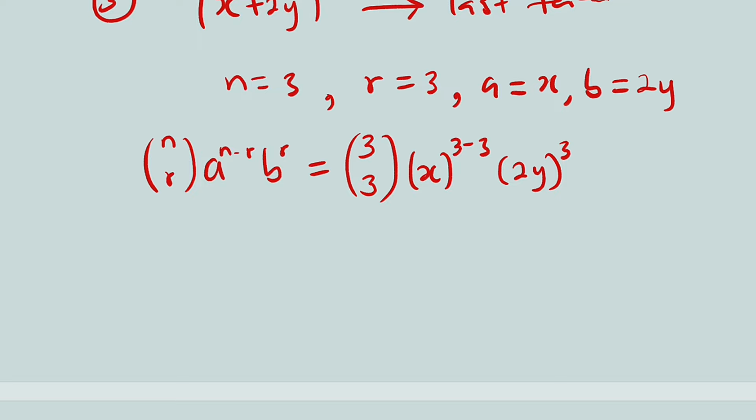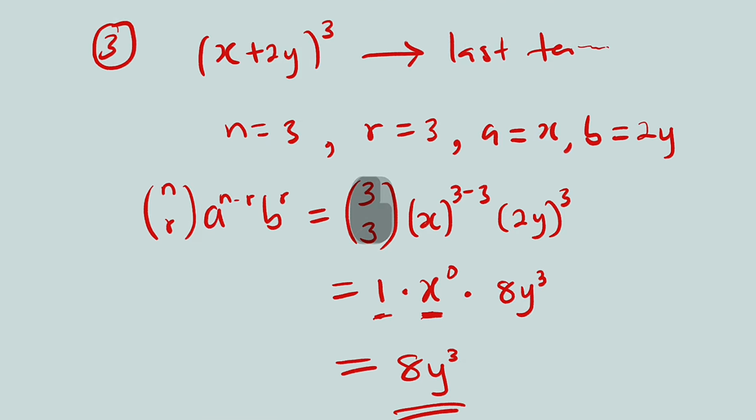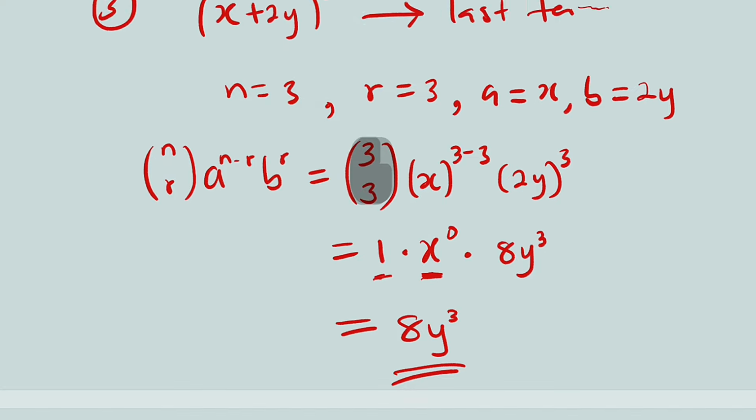Remember that N combination N is equal to 1. Therefore, 3 combination 3 is equal to 1. So we have 1 multiplied by x to the power of 0, because 3 minus 3 is 0. Then multiplied by 2y to the power of 3 is 8y cubed. This is 1 because x to the power of 0 is 1. So we have 1 times 8y to the power of 3. Finally, we have just 8y to the power of 3 as our last term after expanding x plus 2y to the power of 3. Now let us take the last problem.